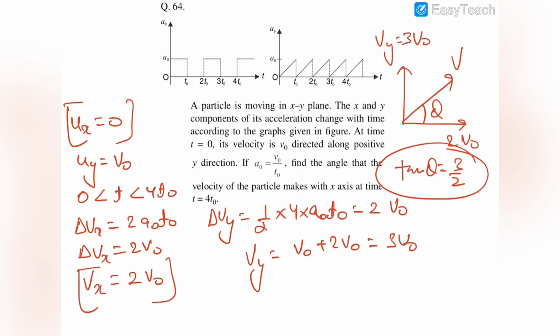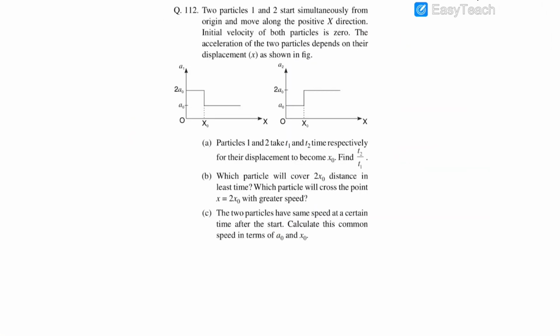Now we move on to the next question. In this question you can see that there are two particles which are starting simultaneously from origin, and they are moving along positive x-axis. Their initial velocity was 0, and the acceleration displacement graph of these two particles is shown in the figure. In the first part it is asked that if particle 1 and 2 take t1 and t2 time to reach the displacement x0, then we have to find t2 by t1.